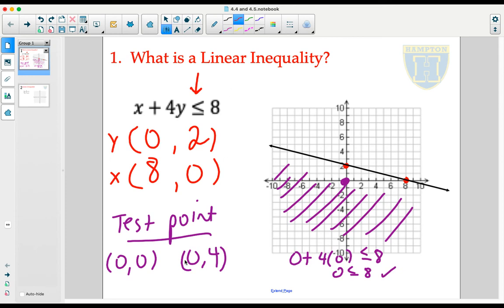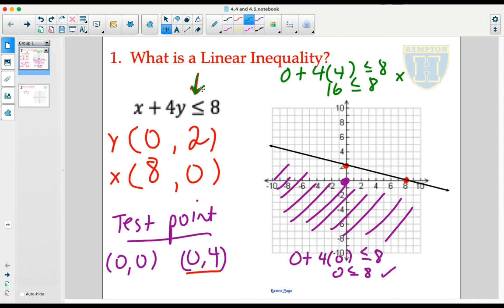If that's the case, (0, 4) better not work, because I don't want to have solutions on both sides of the half plane. The whole point of this inequality is not that we're going to have solutions everywhere. We shouldn't have solutions everywhere. If I substitute (0, 4) into my original inequality, I get 0 plus 4 times 4 is less than or equal to 8. 16 is less than or equal to 8, which is false, which means I'm not going to shade anything above.